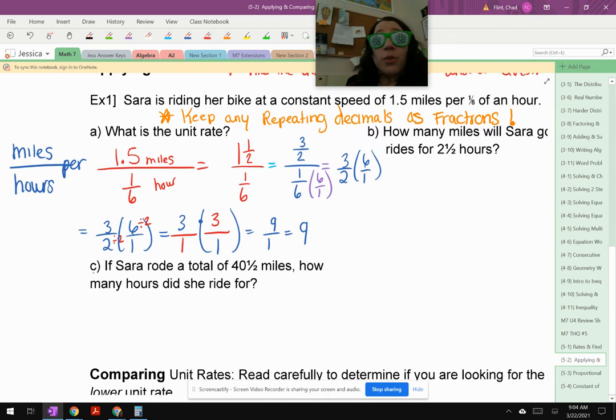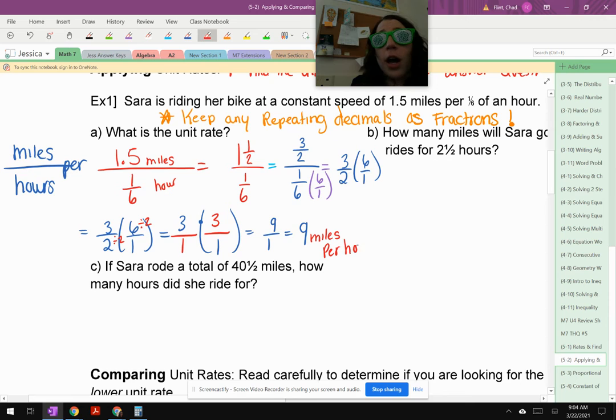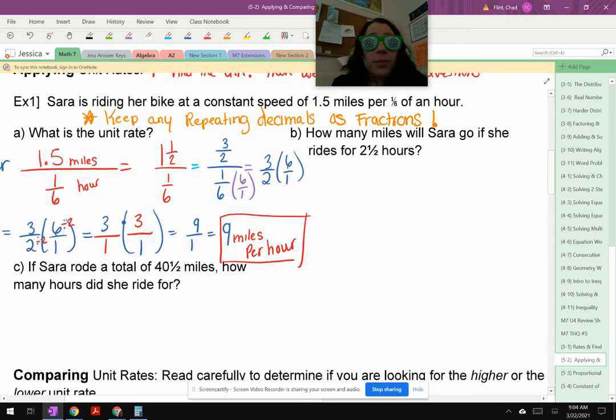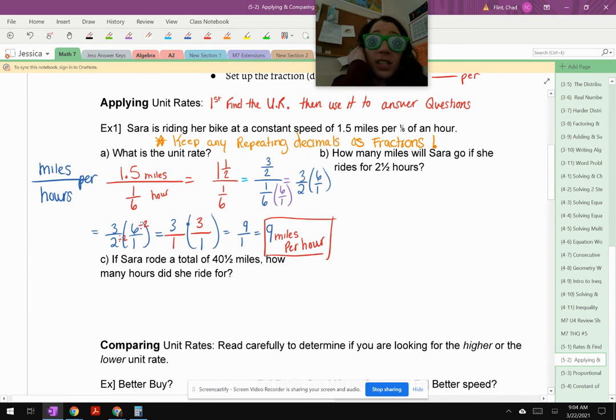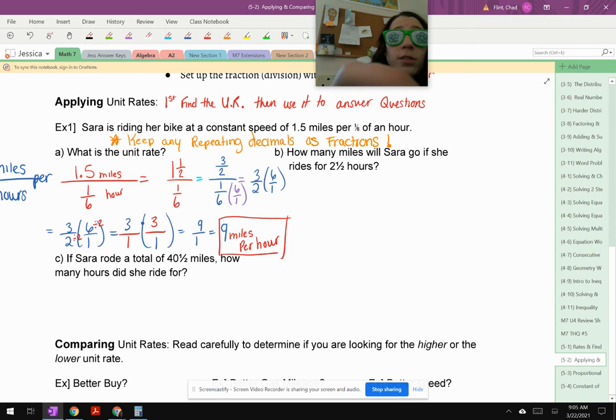And remember, it's not a unit rate or a rate until you put your labels on it. It's not just 9, it's 9 miles per hour. You need that label on it to get your full credits. All right, so that's not new. That's what we did in our last lesson, finding those unit rates. But now we're going to use that 9 miles per hour to answer these other questions here, these follow-up questions.